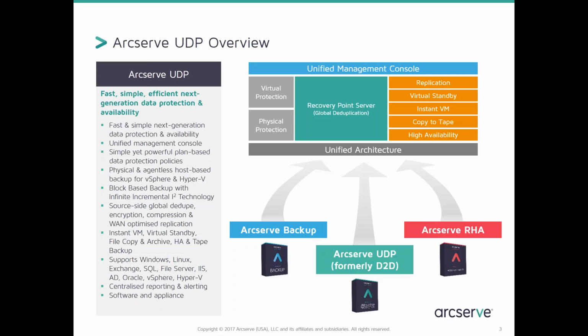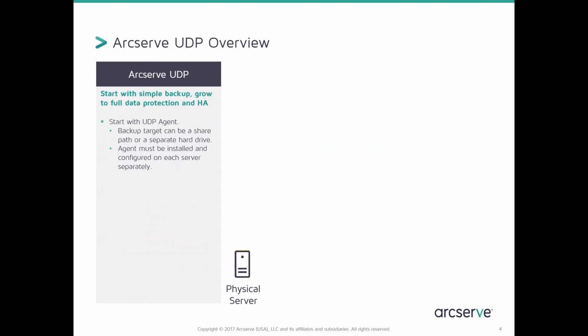Let's take a look in a bit more detail how the solution goes together. As I mentioned, we can start with a very basic data protection model using Arcserve UDP. If you have a physical server, or indeed a virtual server, and you want to protect and back that up, we can start by deploying an agent onto that machine. We can log into that agent and configure the backups, and the backups can be sent to a file share, whether on a NAS or a file server, or to another hard drive, maybe a USB hard drive as an example. The backups we perform can be compressed, and we can encrypt them for additional security.